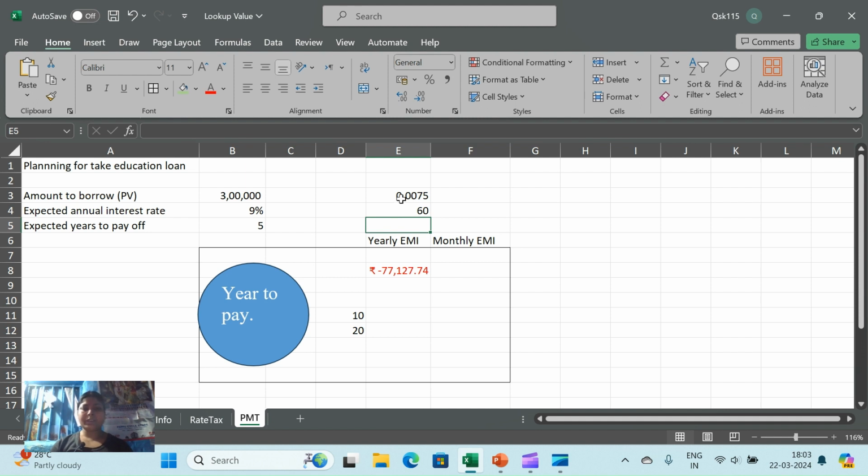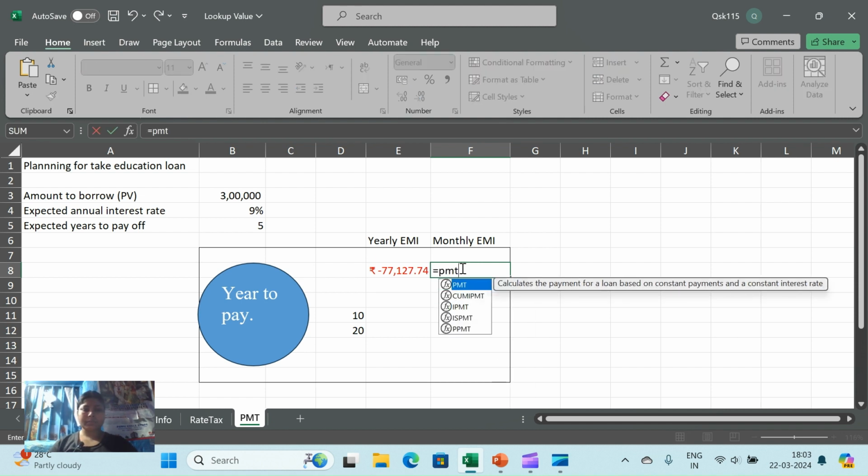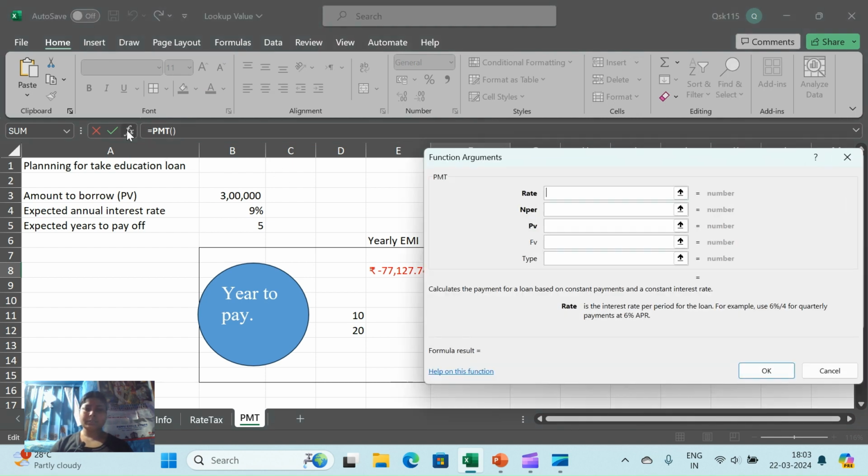But we don't need to do all these things separately. We can do it directly while putting in the formula. Okay, so let's understand how. First we need to press equal to here, then PMT tab. Now we need to open insert function here.